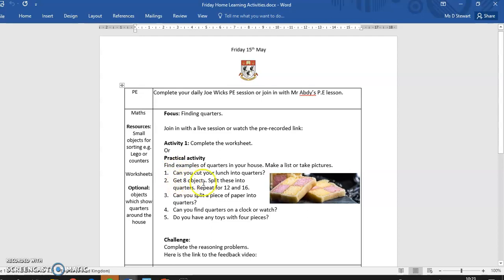You might be able to get some different amounts of objects and split them into quarters. Splitting a piece of paper into quarters. Finding quarters on your clock or watch, or do you even have any toys that have 4 pieces that slot together, or maybe even 8? So do your own exploring, finding lots of different quarters around your house. And we'll have another video that will just explain through some of the reasoning problems as well.